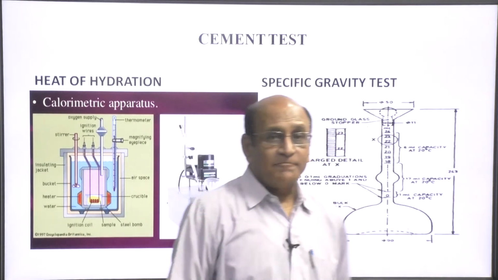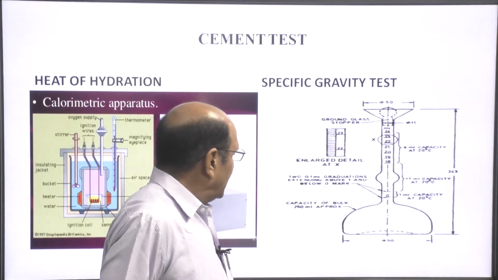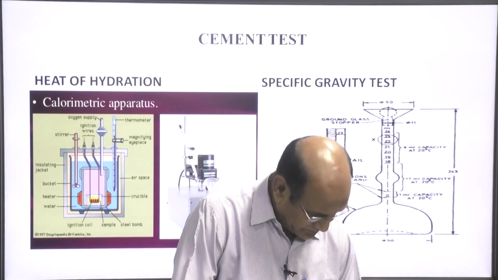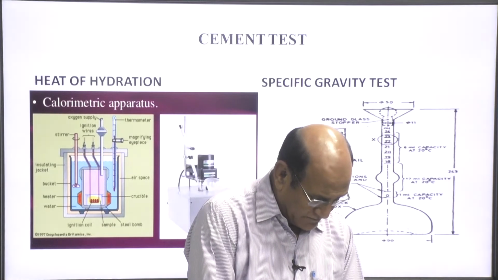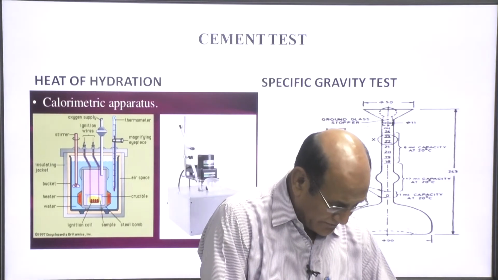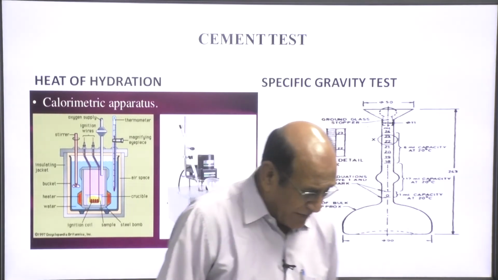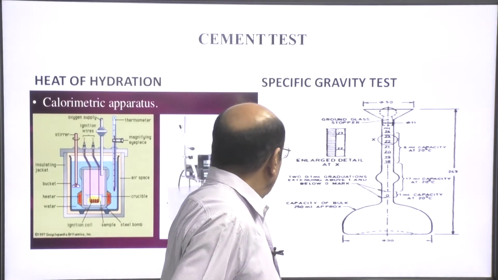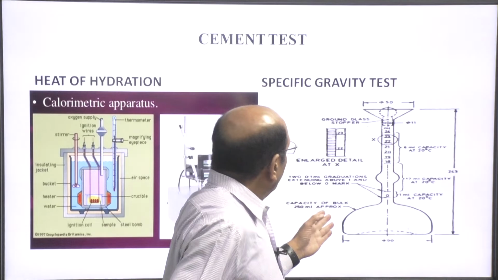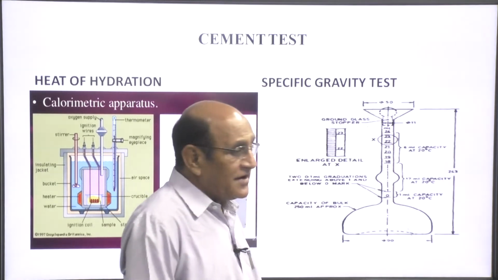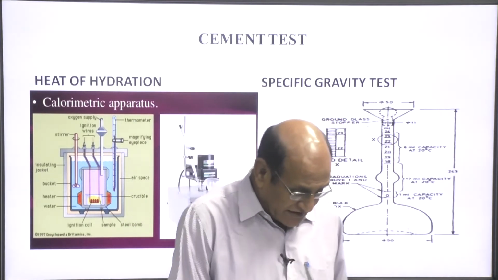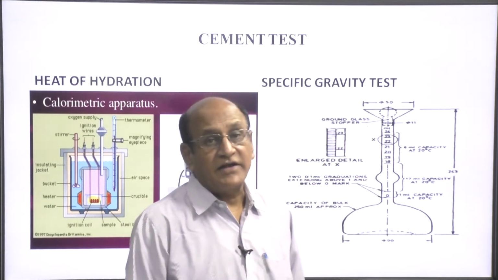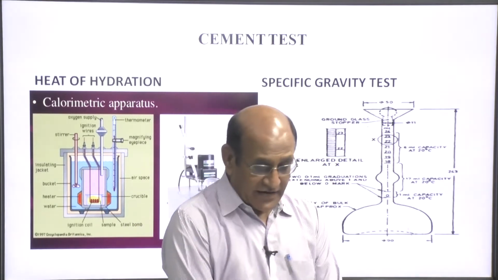The next is the specific gravity test, and for the specific gravity test, it is found out by the weight of the cement divided by the displaced volume of liquid in millilitres, that will give the specific gravity.